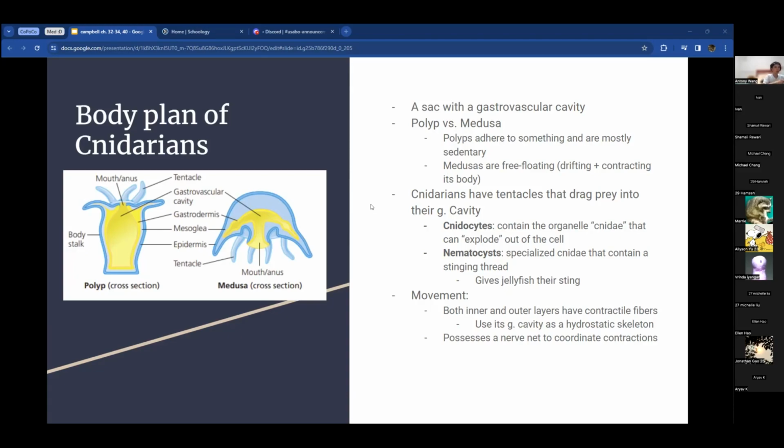Movement: both inner and outer layers have contractile fibers. These cnidarians have a basic nervous system. They have a nerve net. They can help coordinate things. Yeah, and once they close their mouth, their medusas are basically like a water balloon. So they can use the fluid in the middle as a hydrostatic skeleton.